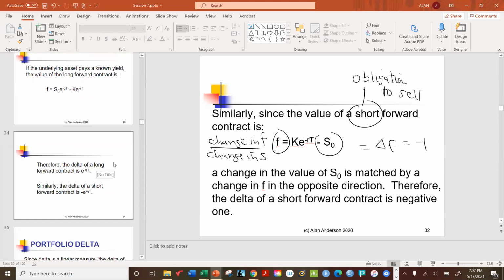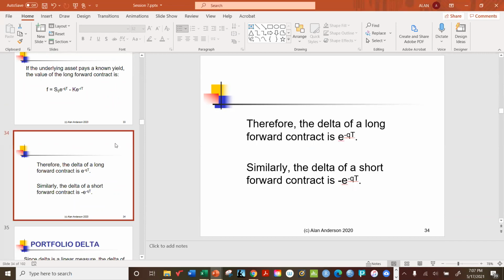And if we have an asset where there's a cash flow involved, then we have to make a couple of slight changes. The delta of the long forward contract is this instead of 1. And for the short forward contract, it's this instead of -1.